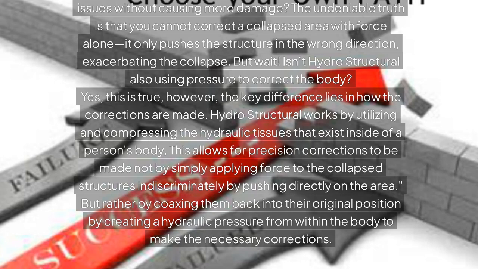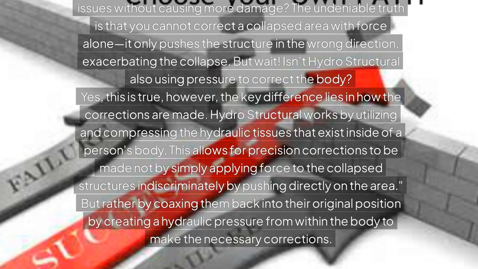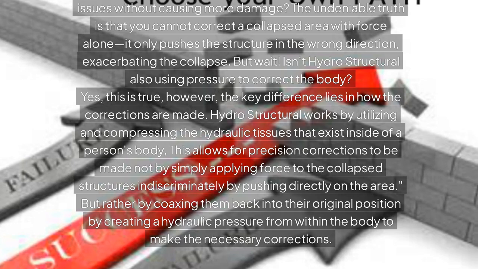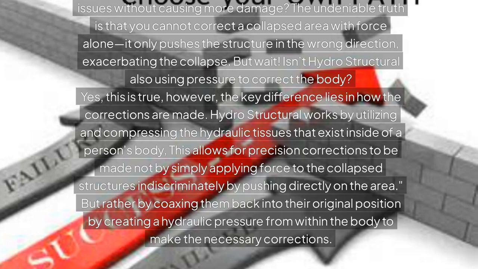But wait, isn't Hydrostructural also using pressure to correct the body? Yes, this is true. However, the key difference lies in how the corrections are made. Hydrostructural works by utilizing and compressing the hydraulic tissues that exist inside of a person's body. This allows for precision corrections to be made not by simply applying force to the collapsed structures indiscriminately by pushing directly on the area, but rather by coaxing them back into their original position by creating a hydraulic pressure from within the body to make the necessary corrections.